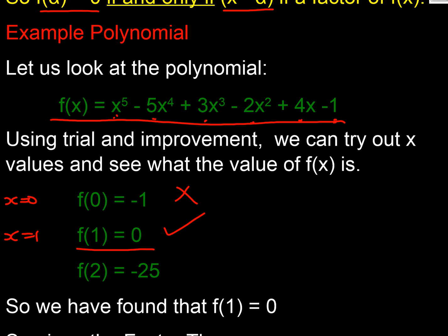And I could carry on looking for all 5 of them. I'll just try the next one up, x equals 2. Well, if I do that, I get a horrible number, minus 25. So there's no obvious other root. So I've got one here. I know that when x equals 1, f of 1 equals 0. There we go. So I've found one.